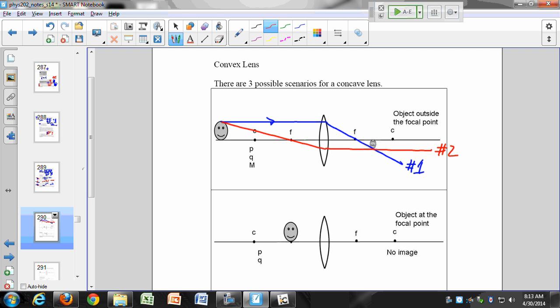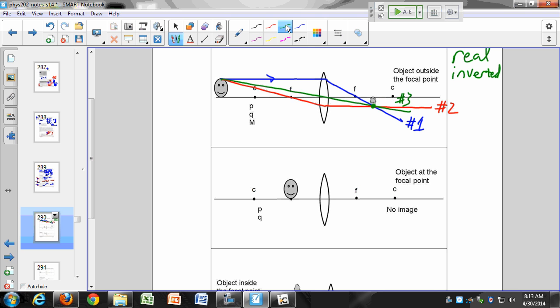And then the third one, which I'll do in green, just goes right through the center of the lens. It's probably the easiest to draw. Just like that. Right, where they all cross is where the image is. It's upside down. Or excuse me, it's a real inverted image. I know it's real because it's opposite the side of the object.